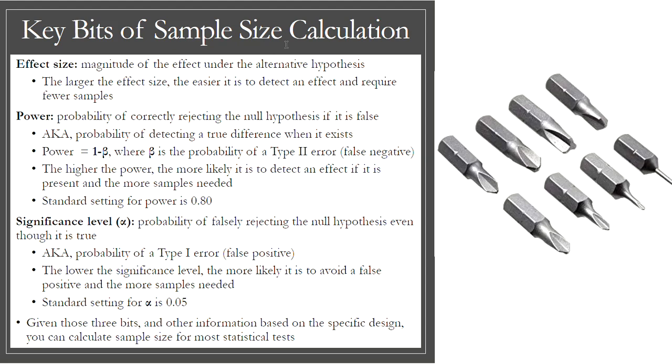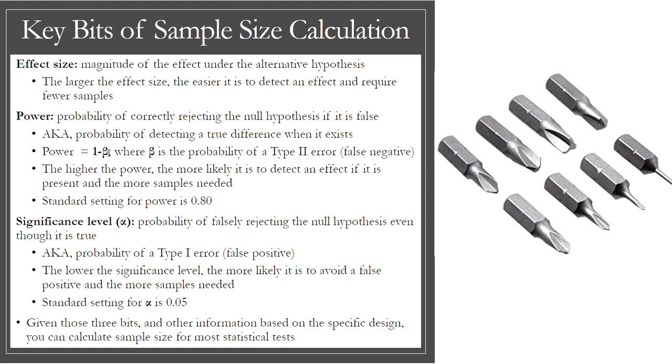So key bits of sample size calculation. What are kind of the main players here that we're going to be talking about? The first is effect size, and that's the magnitude of the effect under the alternative hypothesis. So the larger the effect size, the easier it is to detect an effect and require fewer samples. Power is the probability of correctly rejecting the null hypothesis if it is false. So it's also known as just the probability of detecting a true difference when it exists. So you want that, right? Because you want to be able to detect a true difference when it exists. So power is really important.